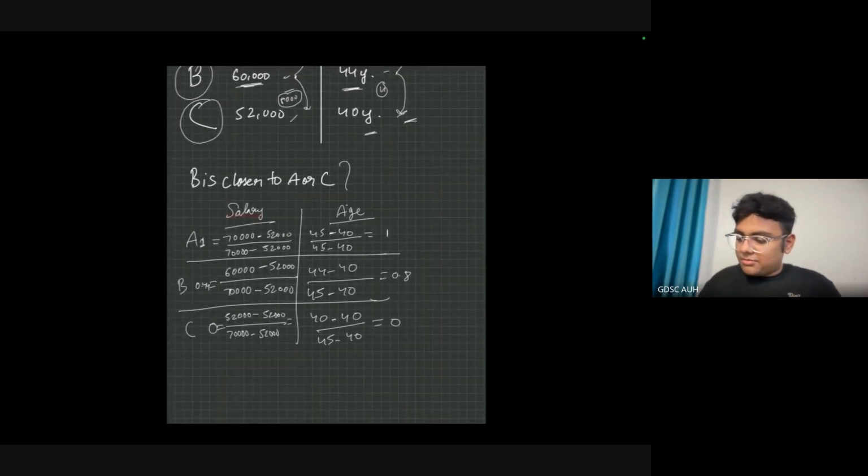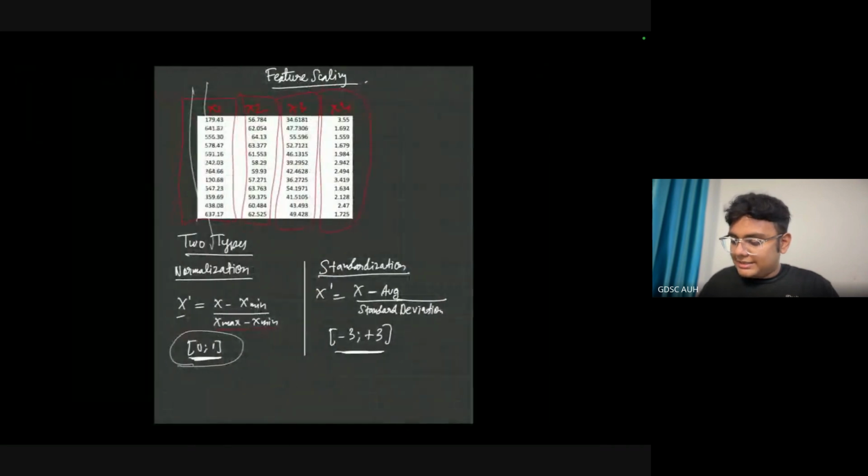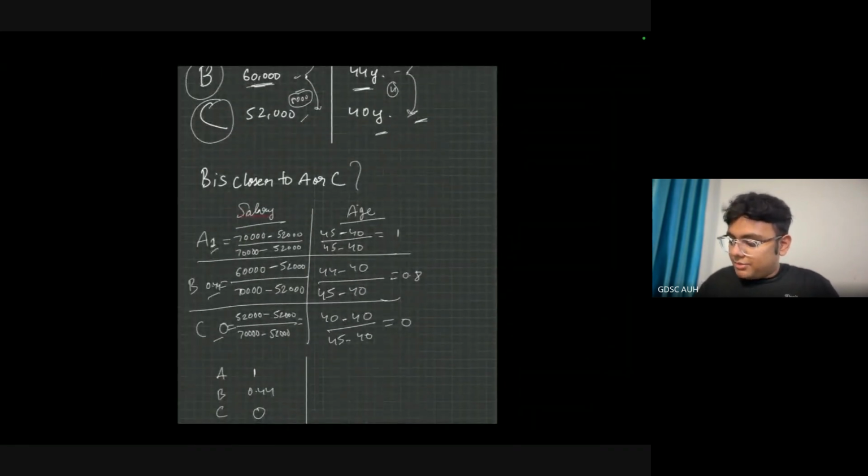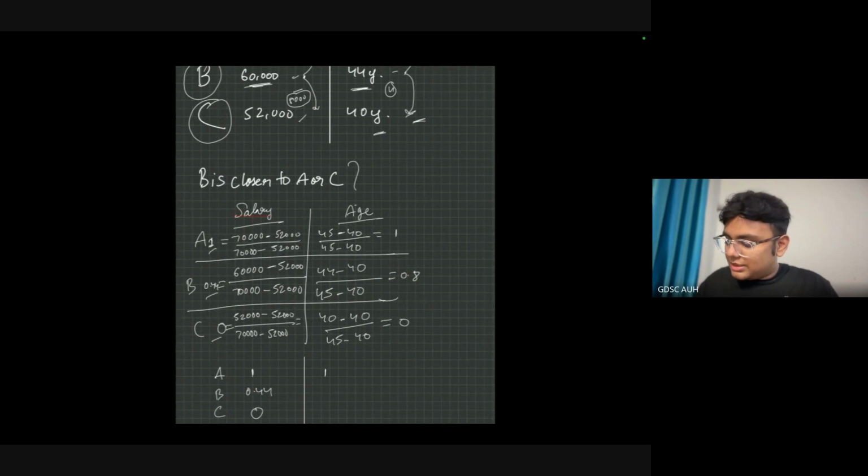Now our A, B, and C for salary and age are calculated. For A, B, and C in salary, we have 1 here, 0.44 here, and 0 here, according to the values that we calculated just now, and this is the formula that we used. For age, this would be 1, 0.8, and 0.